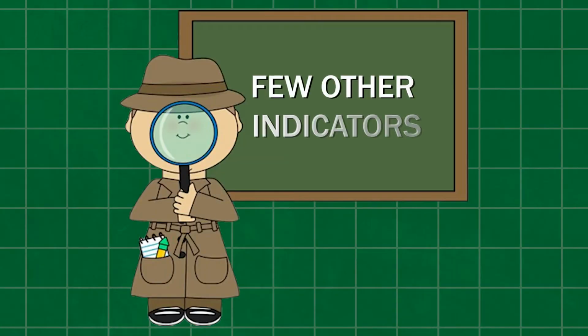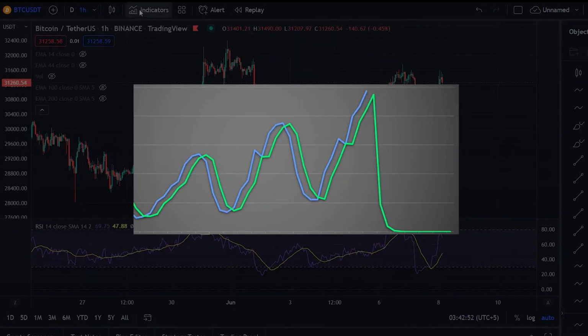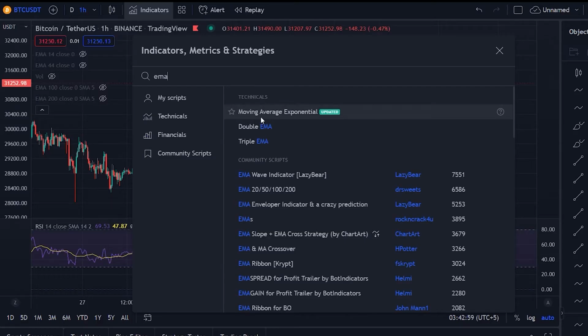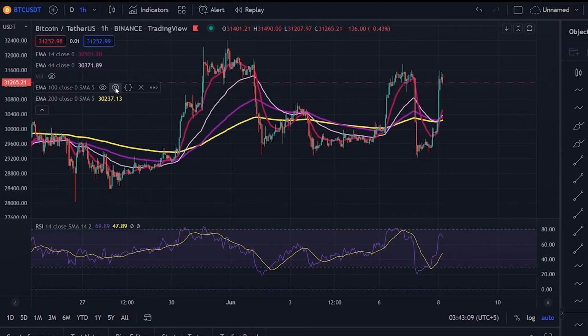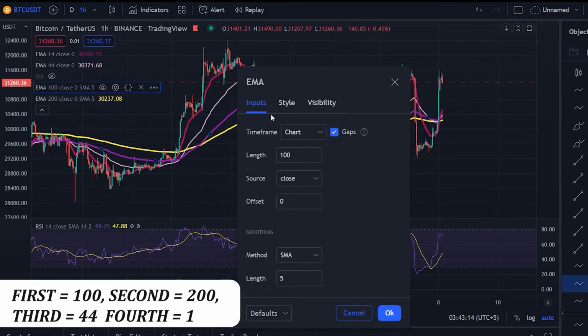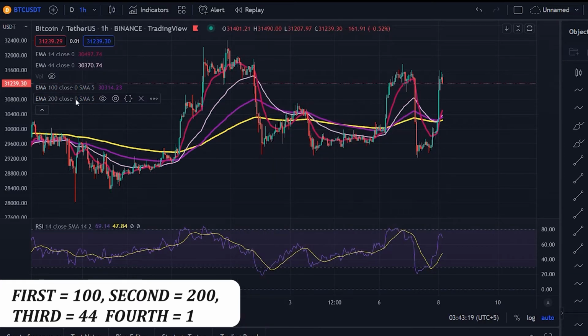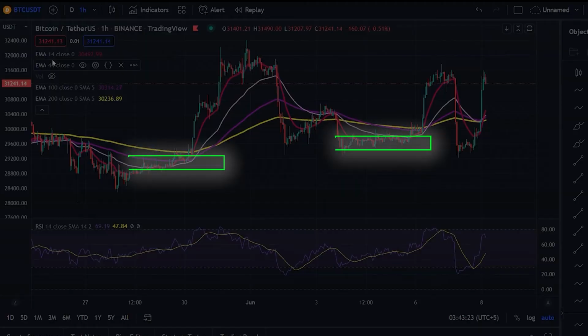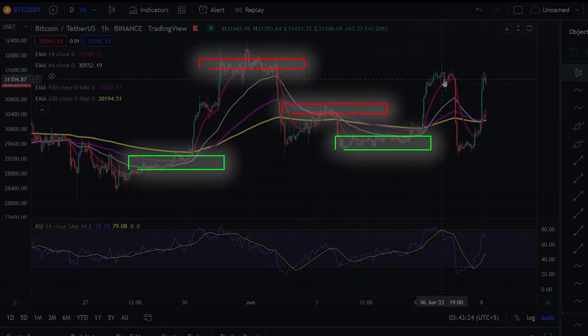There are a few other indicators too, which you can use to confirm the position of resistance and support. The name of this indicator is EMA, which means Exponential Moving Average. I already have EMAs set up, so once you set up the EMAs, just go to the settings of each EMA and select the length of the first as 100. Second can be 200. Third can be 44. And the last one should be 14. Once EMAs are set up, you can also use these to see support and resistance.